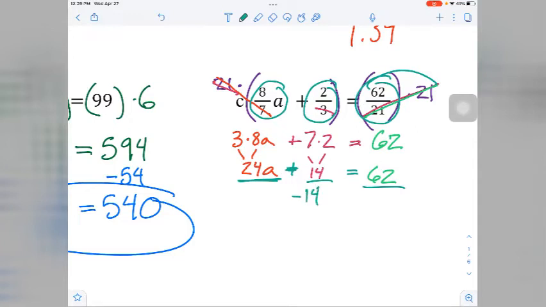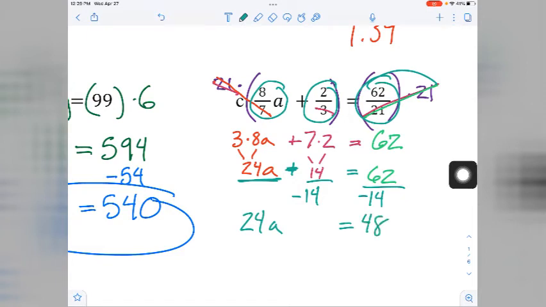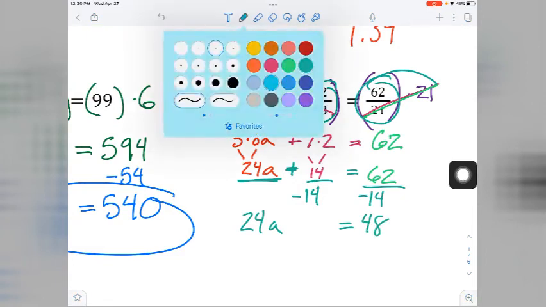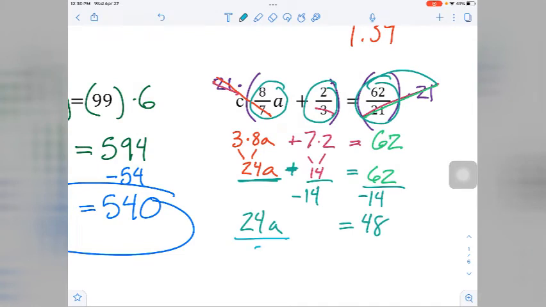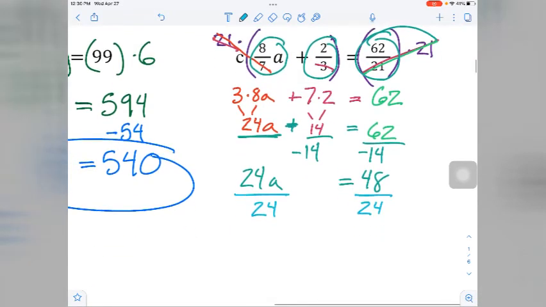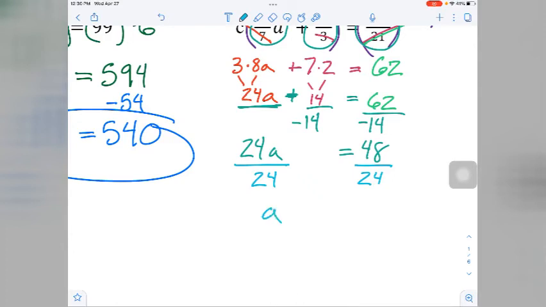So then I need to just solve. I subtract 14 from both sides, and I get 24a equals 62 minus 14, which is 48. And then I get rid of this 24 by dividing by 24. Divide this side by 24. And so a should equal 2. And that should be your solution.